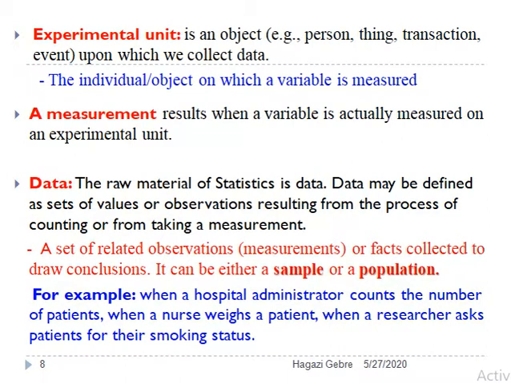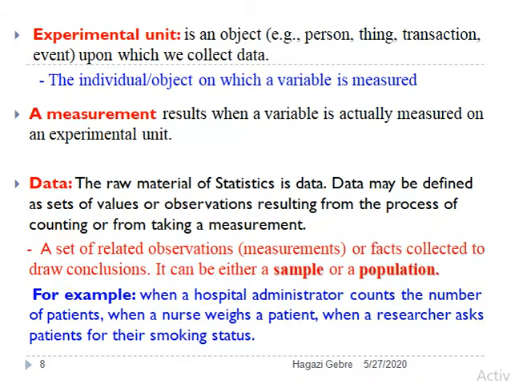So: experimental unit, measurement, data. The experimental unit is simply the person, thing, transaction, or event upon which we are collecting the data. Maybe patients in our case, or maybe buildings in the engineering case, if they are going to study reliability theory. So it is the individual object on which a variable is measured. Therefore, a measurement results when a variable is actually measured on an experimental unit, or it may be observed. So data, the raw material for statistics, is data.